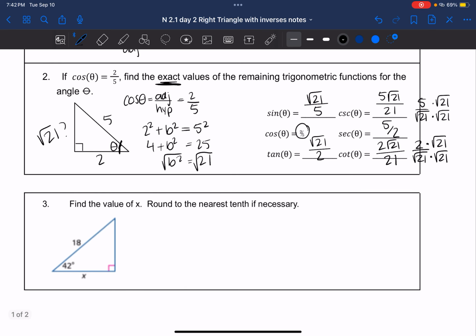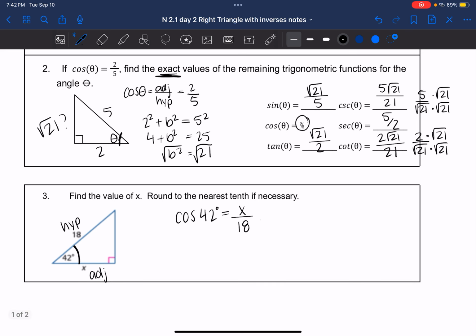For number 3, this one is a review question of what we talked about yesterday. It says our angle is 42 degrees, and we're looking for x, which is the adjacent side, and we're given 18, which is the hypotenuse. With adjacent and hypotenuse, I know that I am looking to use cosine. So cosine of my angle, 42 degrees, is equal to adjacent, which is x, over hypotenuse, which is 18. To get 18 out of the denominator, we're going to multiply both sides by 18, so those will divide out. I'm going to multiply 18 times cosine of 42 in my calculator, and we end up getting that x is 13.4.